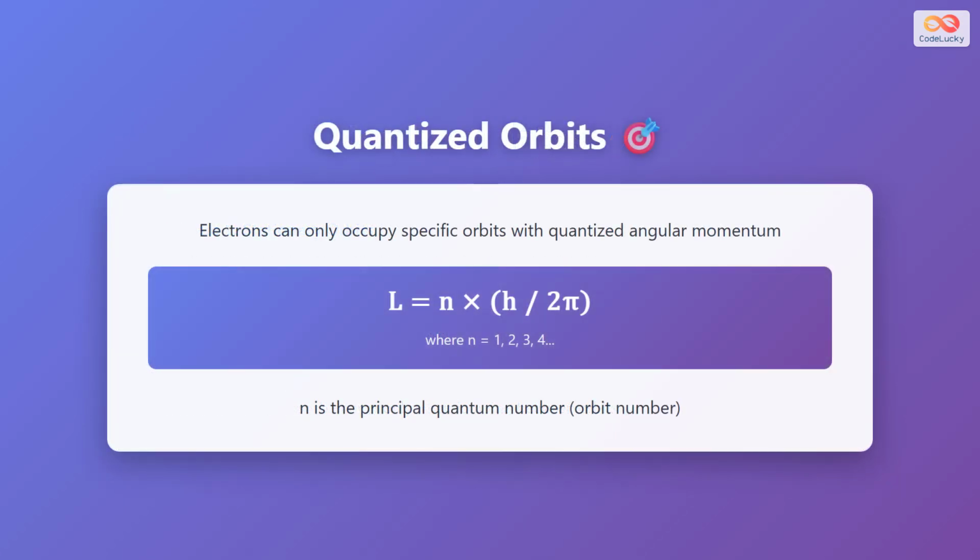One of the most important concepts in the Bohr model is that electrons can only occupy specific orbits with quantized angular momentum. The angular momentum, represented by L, equals n times h divided by 2 pi, where n is a whole number: 1, 2, 3, 4, and so on. Here, n is called the principal quantum number, which tells us which orbit the electron occupies. The letter h represents Planck's constant, a fundamental constant in quantum mechanics. This quantization means electrons cannot exist just anywhere around the nucleus, only in these allowed orbits.